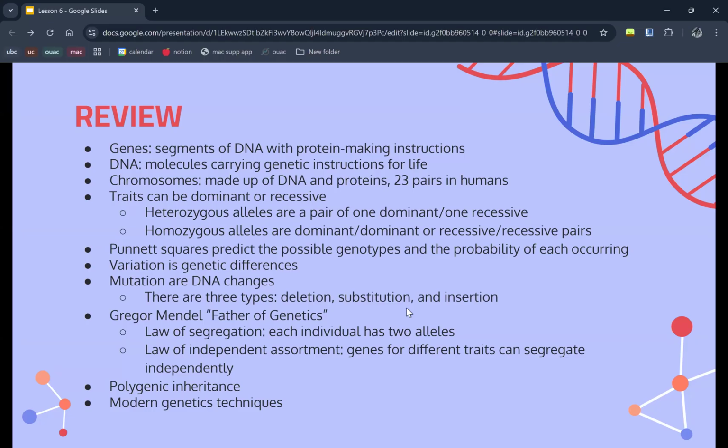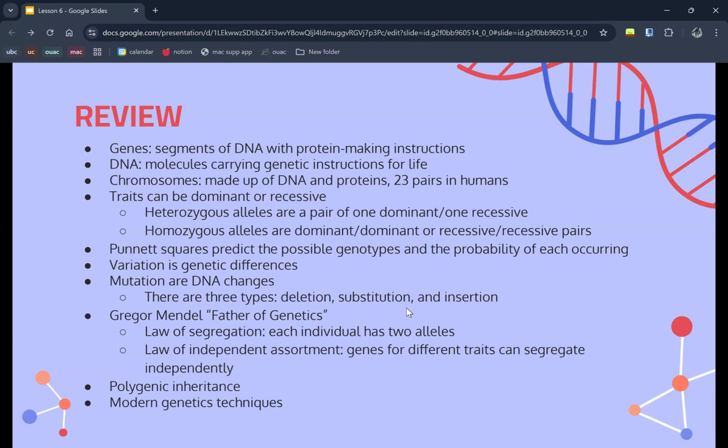Then we looked at traits and how they can be dominant or recessive. Heterozygous is a pair of one dominant and one recessive, and homozygous alleles are either dominant and dominant or recessive and recessive pairs. We can use Punnett squares to predict possible genotypes and the probability of each occurring phenotype. Variation is genetic difference. We looked at why variation is beneficial in populations.